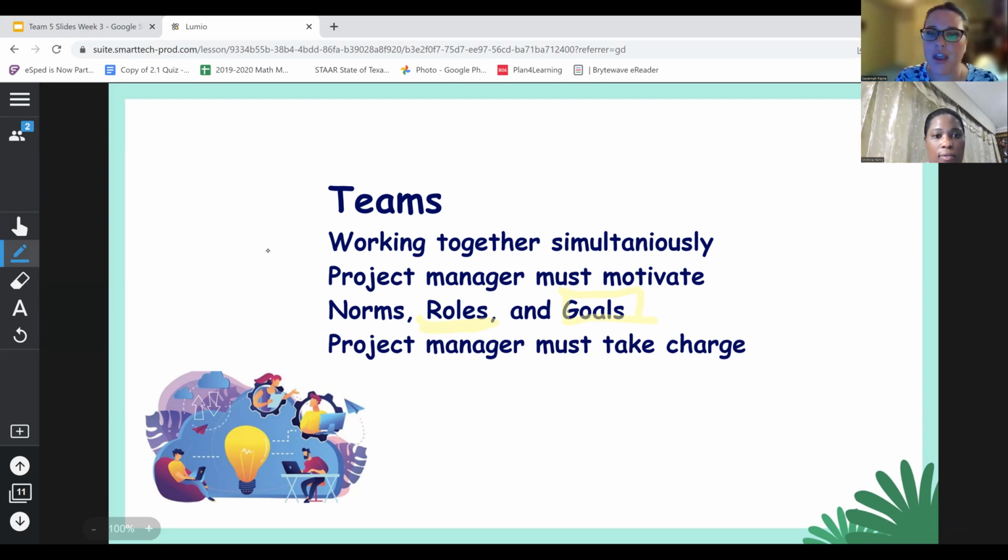So a project manager's role in this is to motivate their team and give them a positive purpose to keep moving forward, especially whenever you're dealing with creative thinkers who have a hard time generating creativity on demand. So project managers must be able to take charge on day one.